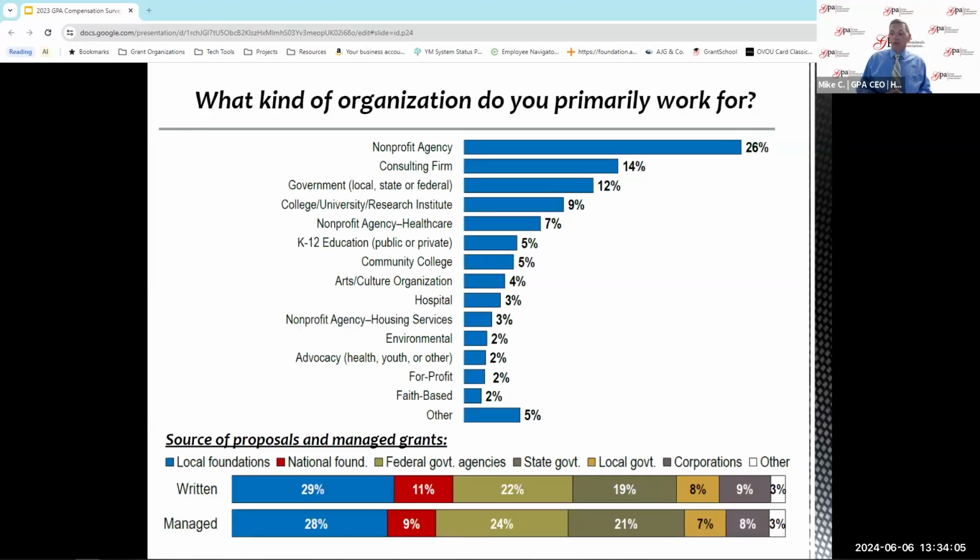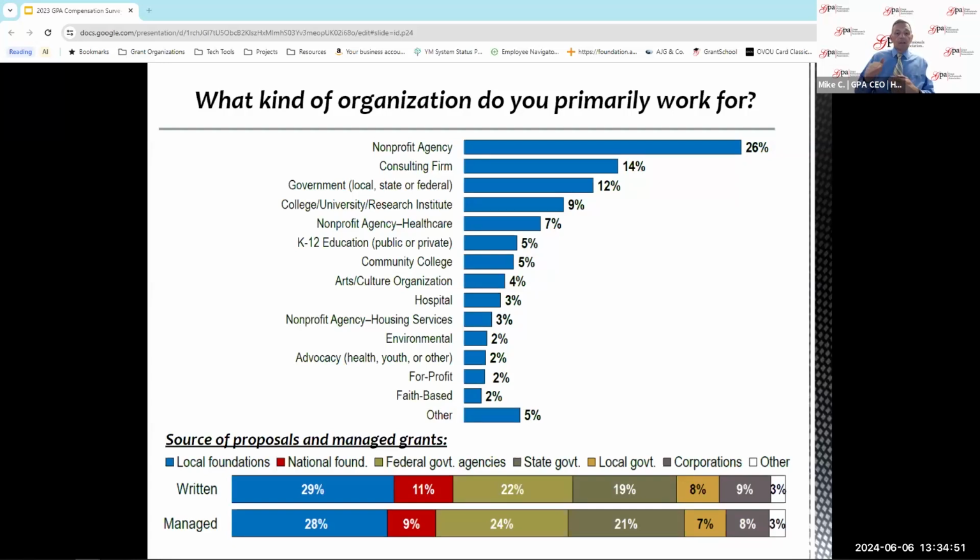So in terms of the types of organizations that people work for, one of the things that we know at GPA is that folks that are members of GPA work for all types of organizations. But the largest group is nonprofit agencies. So you can see that in terms of the reporting here, 26% of the respondents work at a nonprofit agency, 14% reporting from consulting firms. Then after that, we talk about working in government, state and local government, higher education, healthcare, K-12 and community colleges. So you can see there's a lot of education, hospital and healthcare fall into that as well.